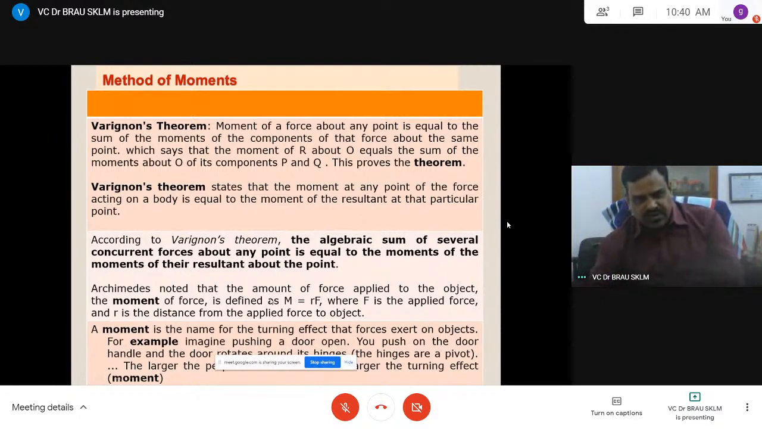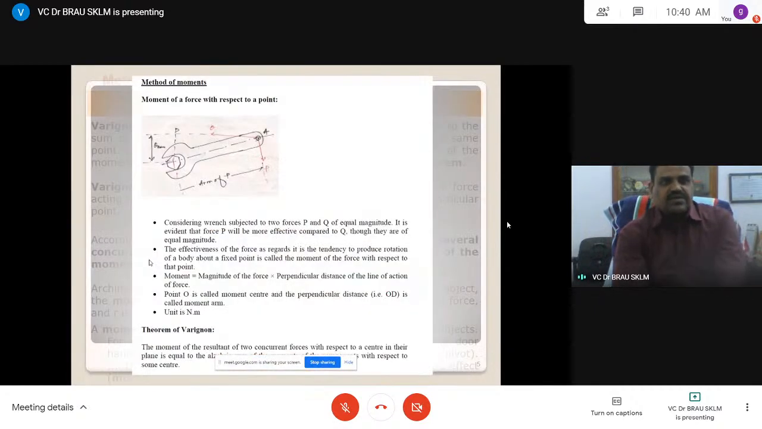Suppose here the moment, or turning effect, means the effect a force exerts on objects. That is what is the turning effect or a moment. For example, imagine pushing a door open. You push on the door handle and the door rotates around a hinge, the hinge or pivot. That is called the turning effect or a moment. This is how Varignon's theorem concept came into existence.